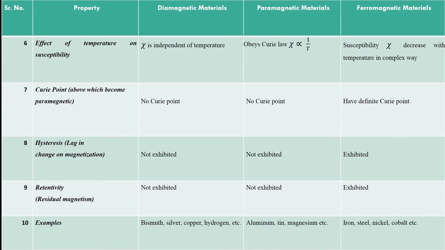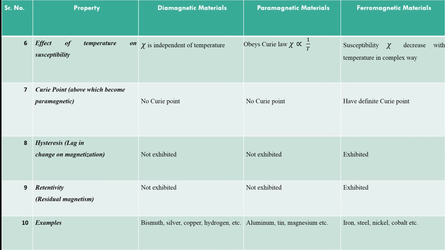And the final point is examples of diamagnetic, paramagnetic and ferromagnetic materials. In diamagnetic there are bismuth, silver, copper and hydrogen. I am repeating again, diamagnetic materials are bismuth, silver, copper, hydrogen, etc. Next, paramagnetic materials are aluminum, tin, magnesium, etc. And ferromagnetic materials are iron, steel, nickel and cobalt, etc.